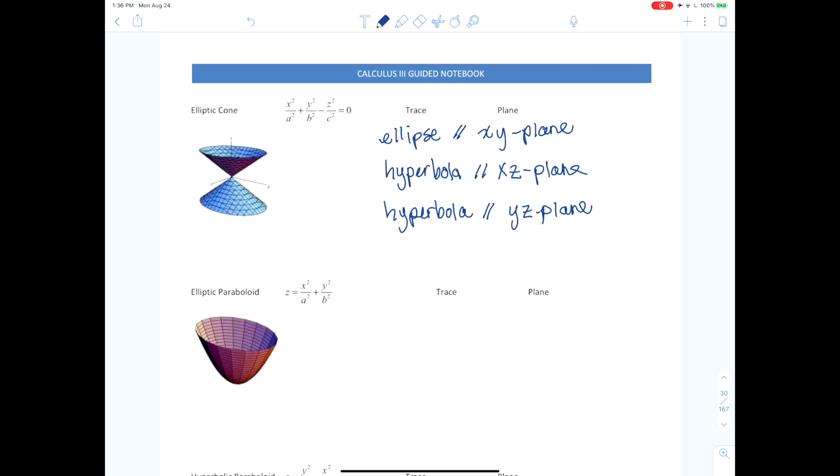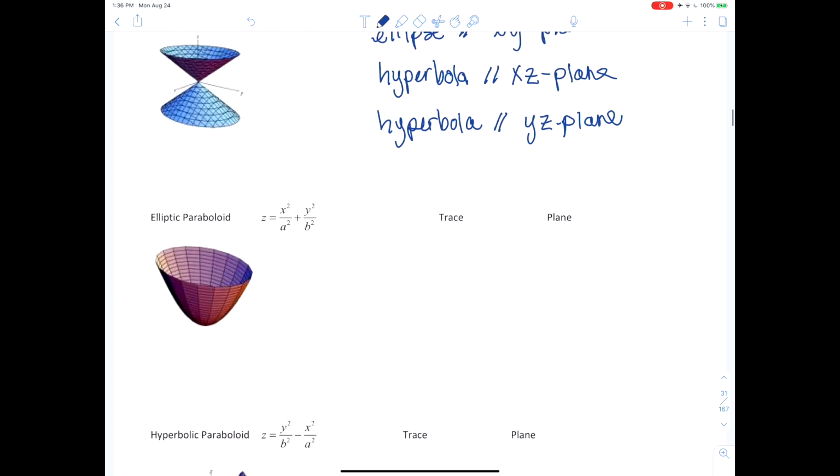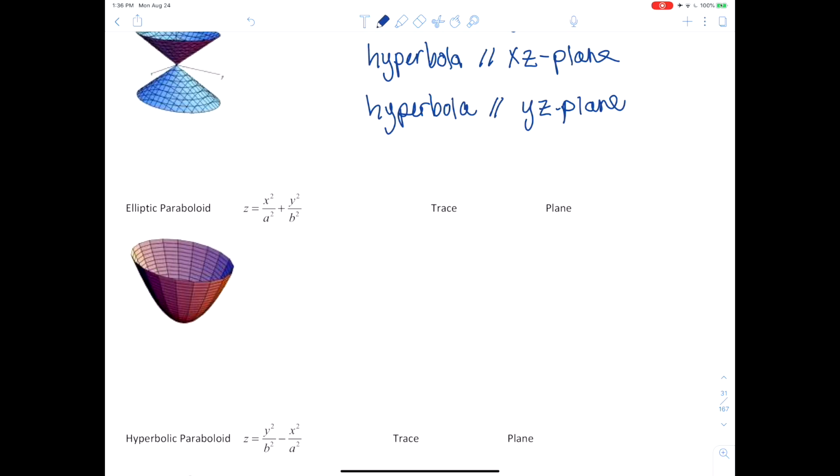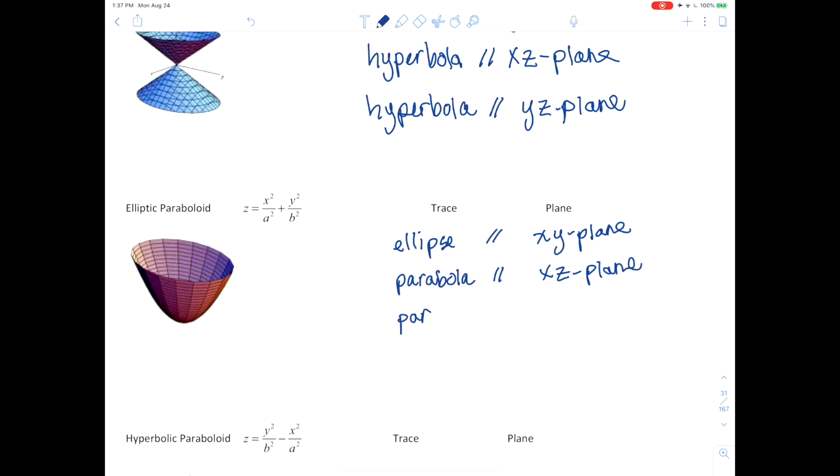All right, and our last two, we've got an elliptic paraboloid. And so this one, our trace to our XY plane is going to be an ellipse, right? And then what are we going to have for the others? The other two, when you look at parallel to those. So ellipse is parallel to the XY plane. And now we're going to have beautiful parabolas, right? Parallel to the XZ plane. And parabolas when we're parallel to the YZ plane.